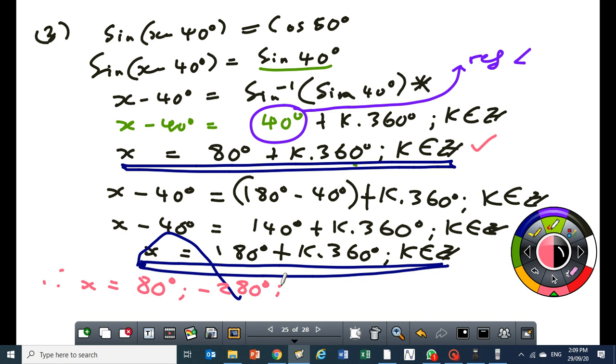So I've got two solutions for the first general solution. Then I move on to the second one. If I put k equal to 0, I'll be left with 180. So 180 is the solution.